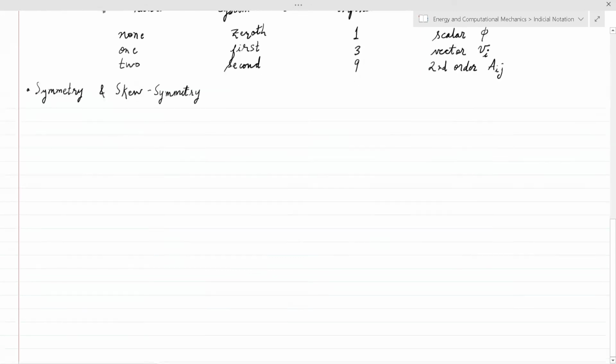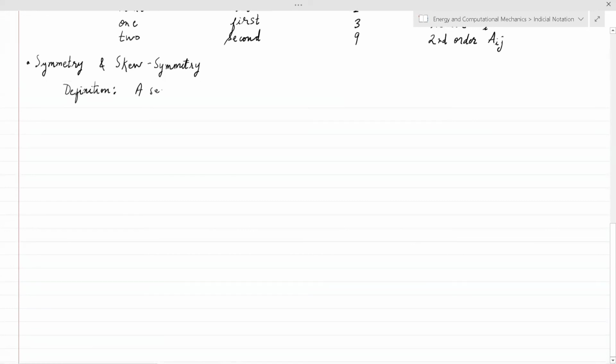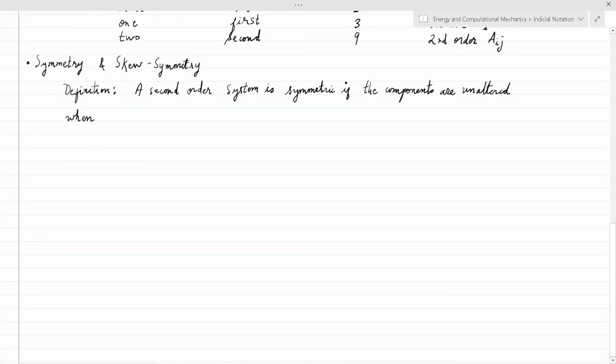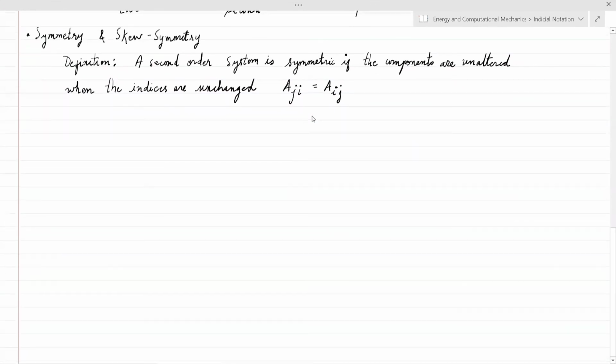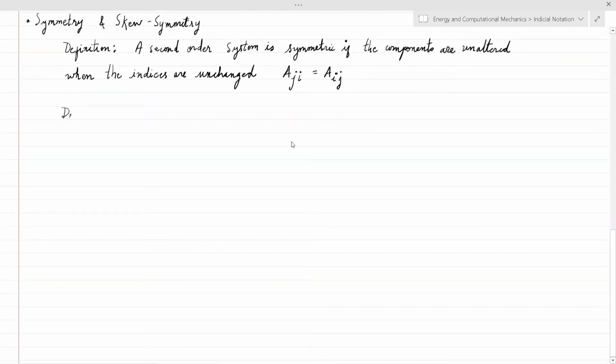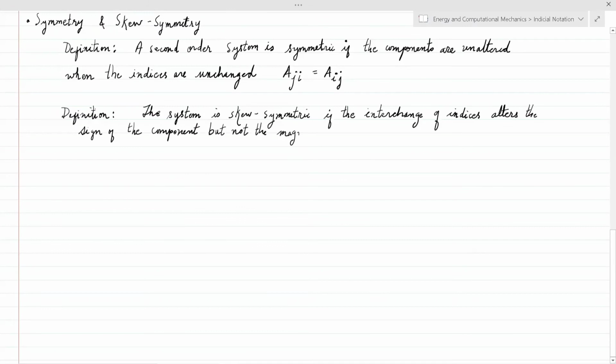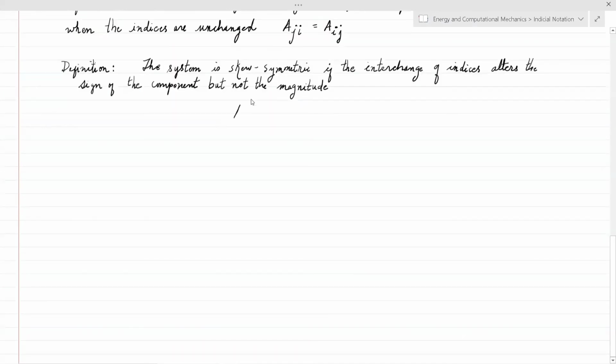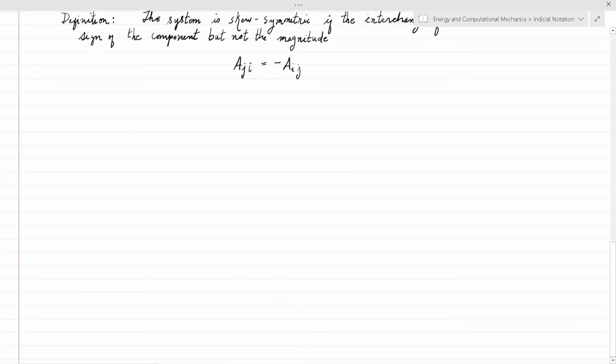So, symmetric and skew-symmetric tensors, let's discuss that. I have a definition of a second order system. A second order system is symmetric if the components are unaltered when the indices are interchanged. So say I take A_ji, that's equal to A_ij. If I have that, then that is a symmetric tensor. The system is skew symmetric if I interchange the indices but the sign changes. As an example, if I take A_ji and make it equal to negative A_ij, this is a skew symmetric tensor. I hope that makes sense.